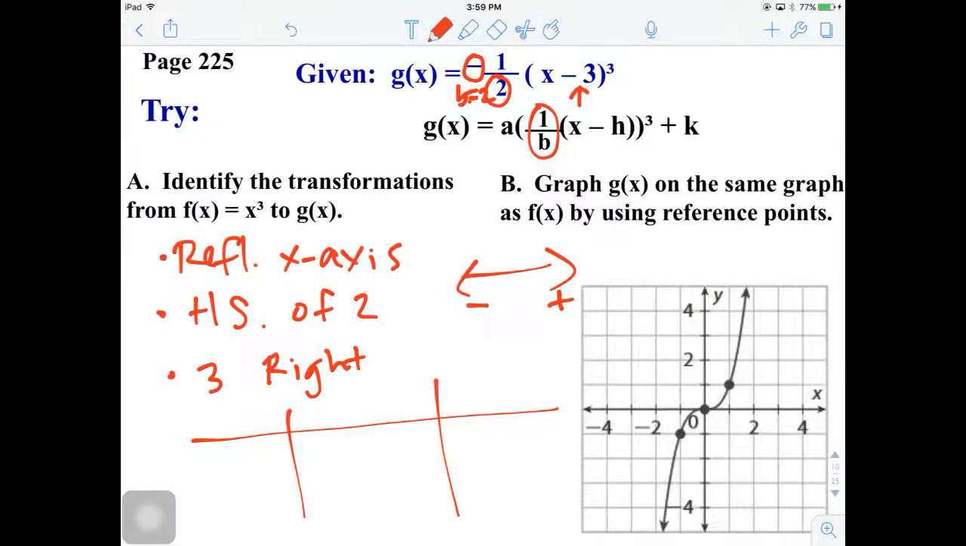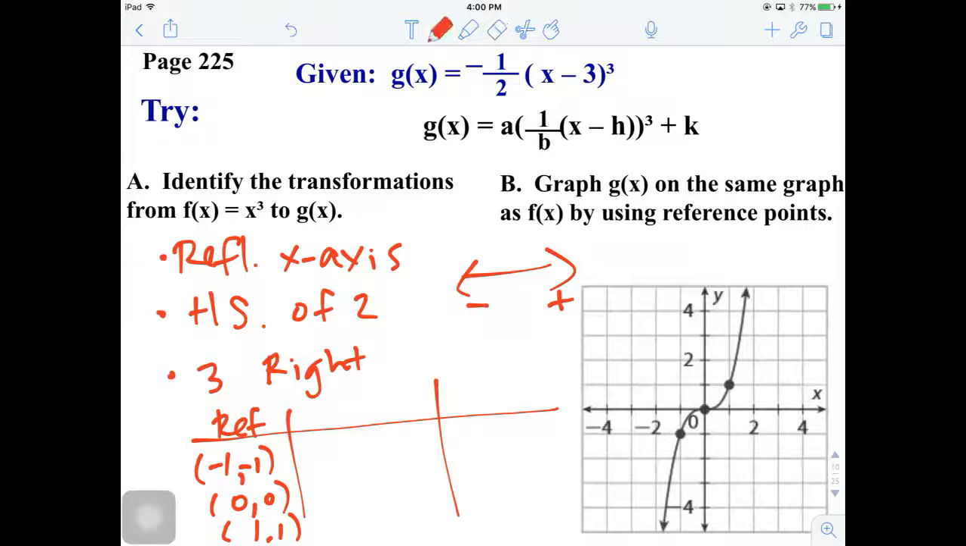So we're going to apply those to the reference points. So here are the reference points for the cubic function: negative 1, negative 1, 0, 0, and 1, 1. So those are the 3 reference points again. And we're going to get the equations now. So let's take a look at the equation.